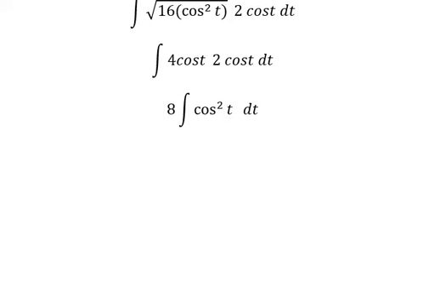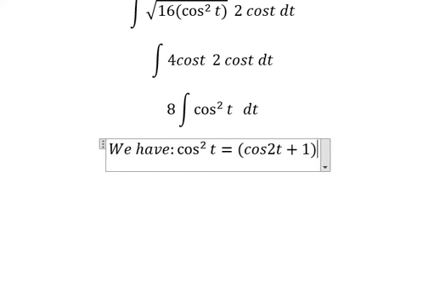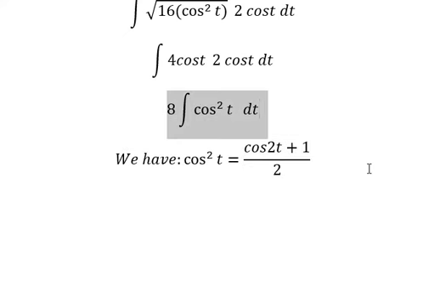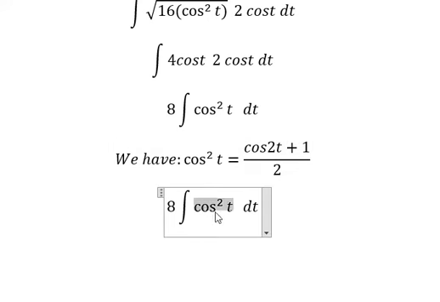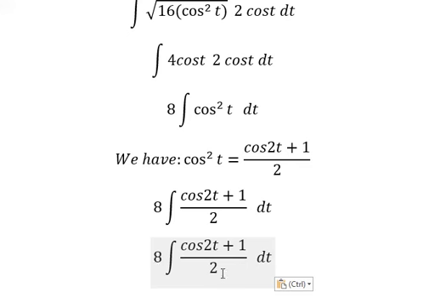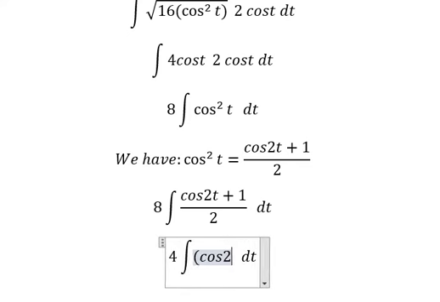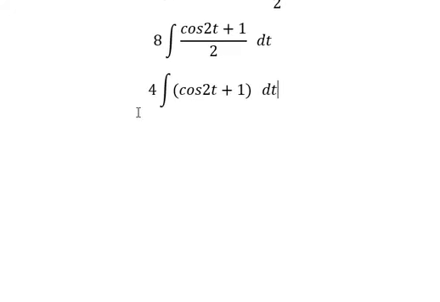And now we have the formula in here. Cosine t square equals to cosine 2t plus 1 over 2. So I will put this one in here. So 8 divided by 2, we have 4. And now we have the final answer.